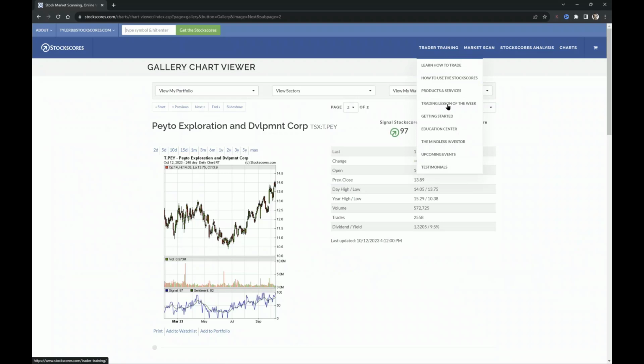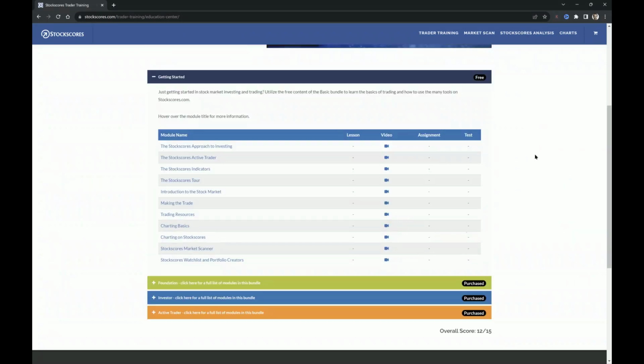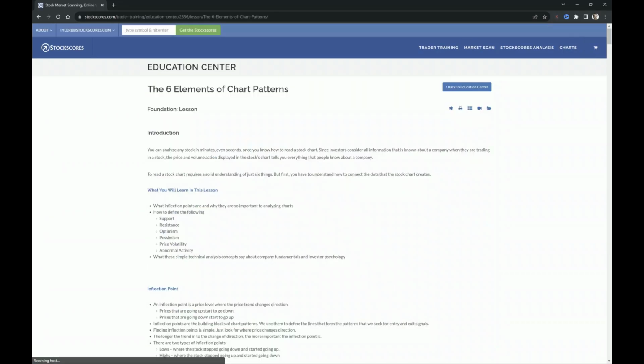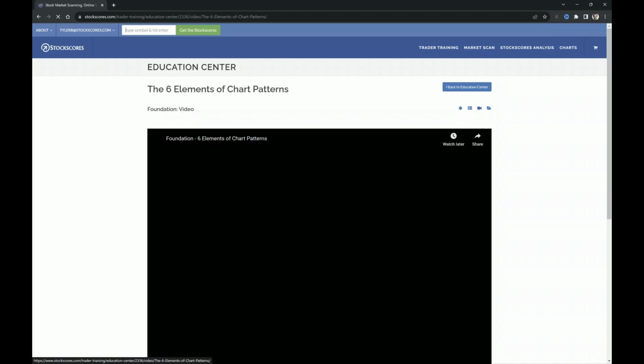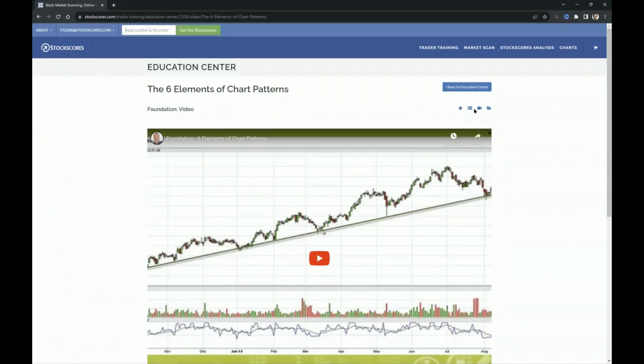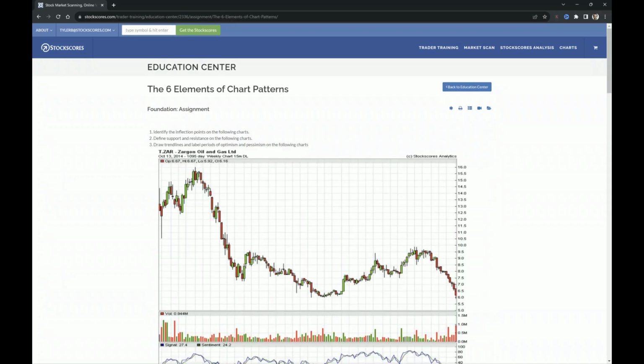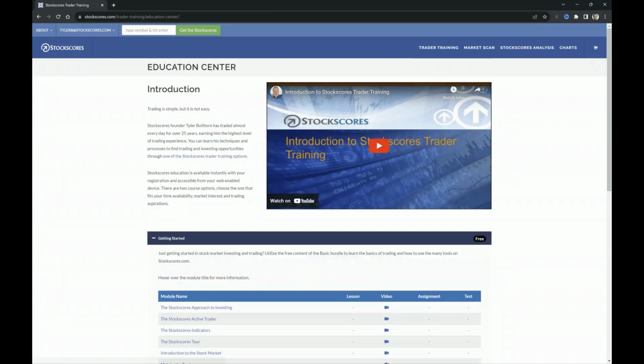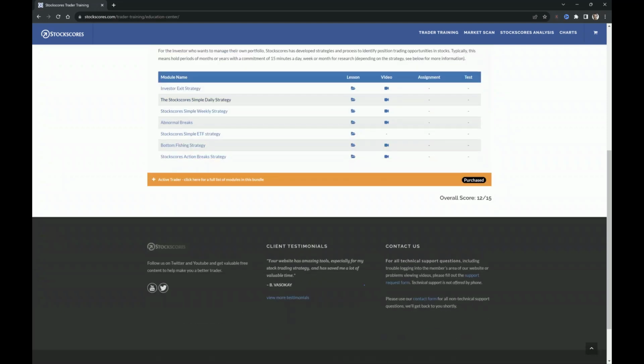I go to Trader Training, Education Center, and as long as you are an investor member, you can view the theory here. There's a written lesson, there's a video, there's an assignment, and there is a test. Look, I got 100%. Hooray for me. All right. If I go back into the education center and go down to the investor section, here you see the different strategies we talked about.